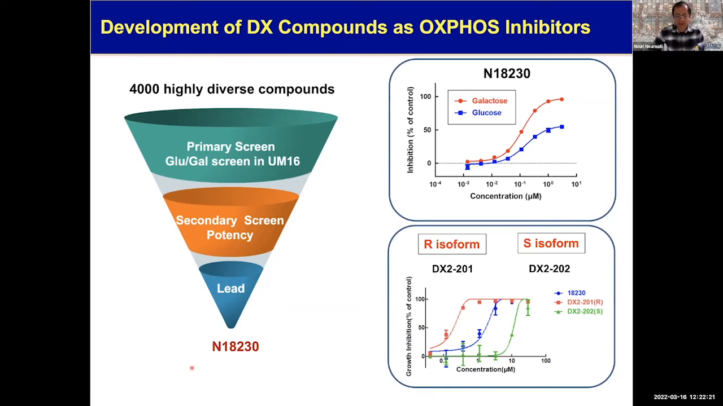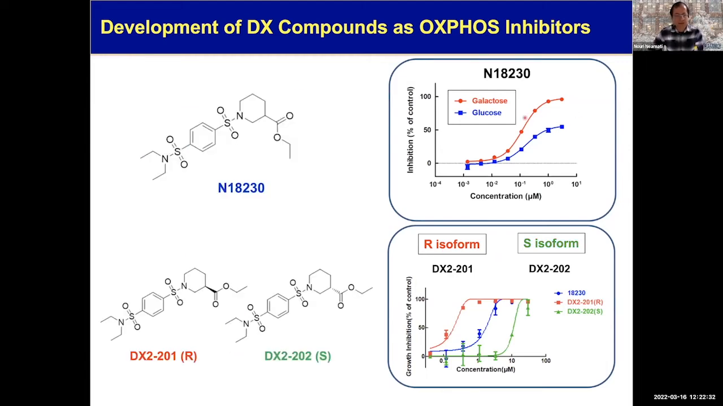We identified this compound called N18230 as a lead molecule. So this particular compound is quite potent in the galactose media versus glucose, and this structure is shown here. So this molecule has a chiral center. We synthesized both the R isomer as well as the S isomer. And we showed that the R isomer is remarkably more potent than the S isomer here in inhibiting cell growth.